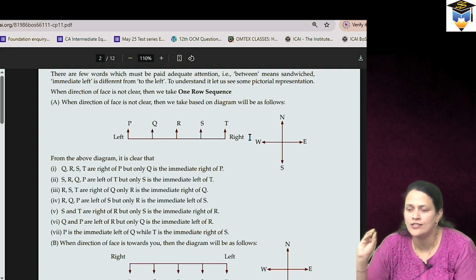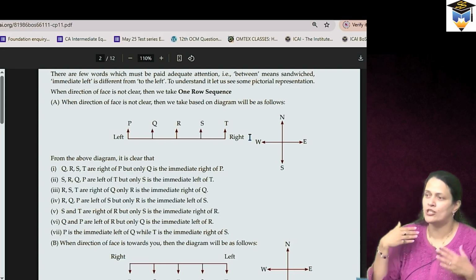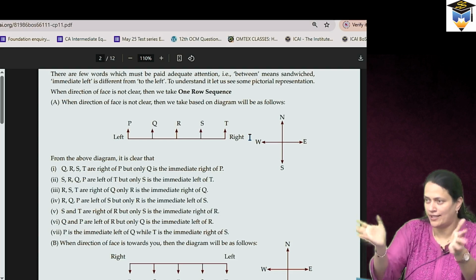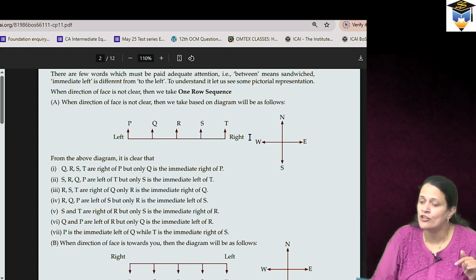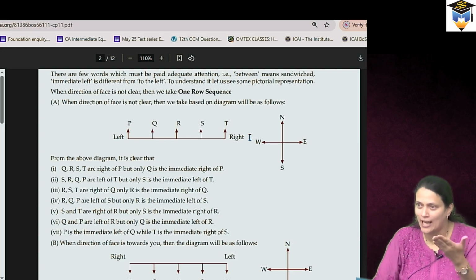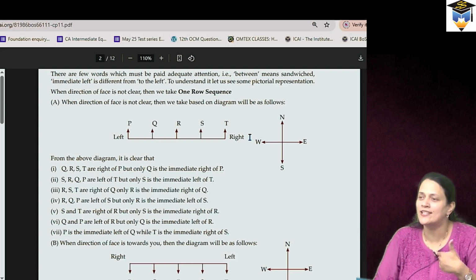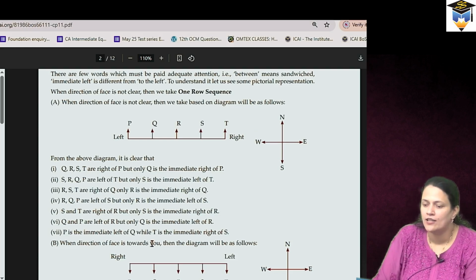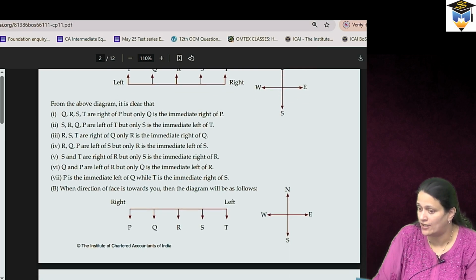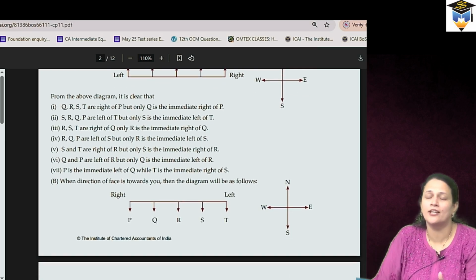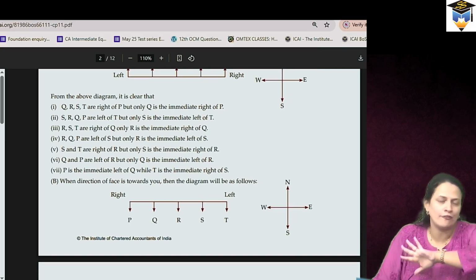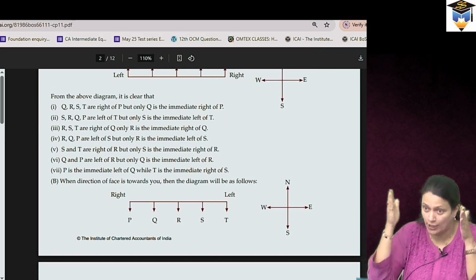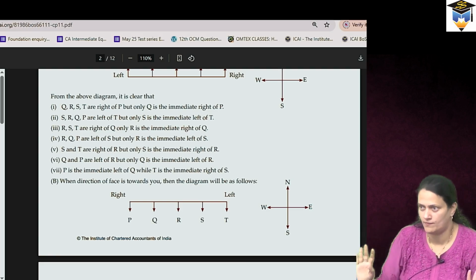When direction of face is not clear, then we take it based upon we are facing that person. But when direction of the face is towards you, means now you are all facing towards me, in that case my left is your right and vice versa. So they will mention that the person is sitting facing you, or if they have not mentioned anything, then you have to take that you are the person who is facing.